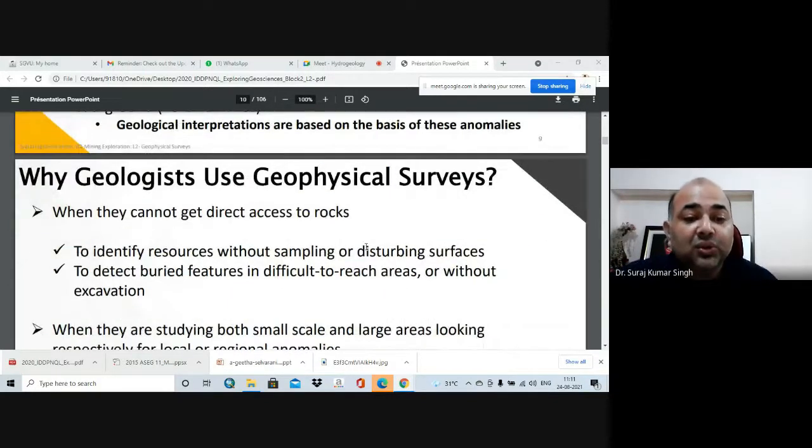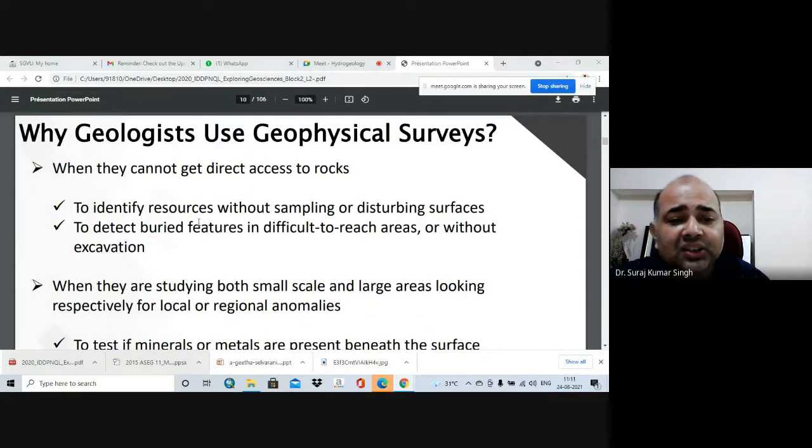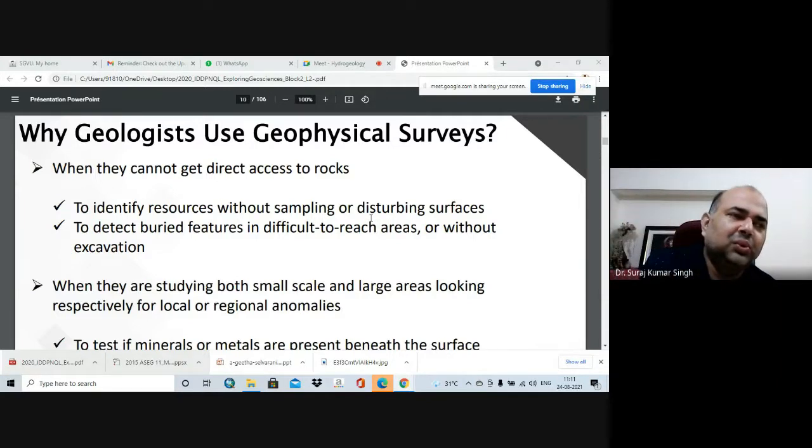So why do geologists use this geophysical survey? Because when they cannot get direct access to the rock, you have to identify the resources without sampling or disturbing the surfaces. If you want to examine something that is 200 or 300 meters below the ground, how will you understand what is there, and how will you get those samples?